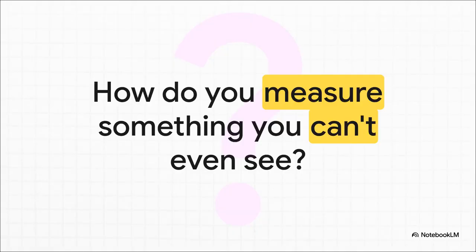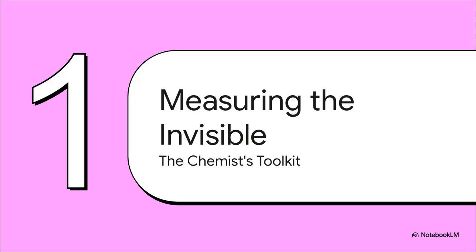How in the world do you count things like atoms and molecules when they're so small and there are so many of them? You can't just pick them up and put them on a scale one by one. You're going to need a special set of tools. Okay, let's do it. Let's crack open that toolkit and see exactly how chemists pull this off.